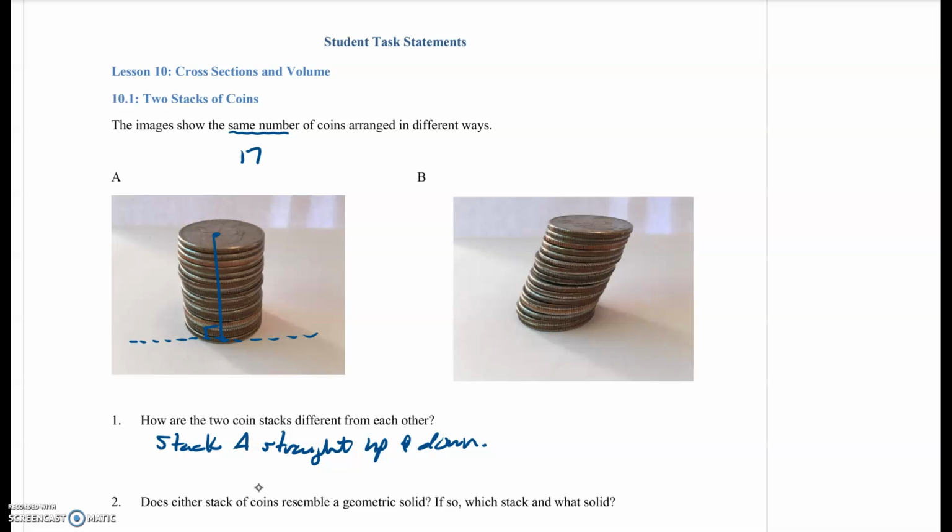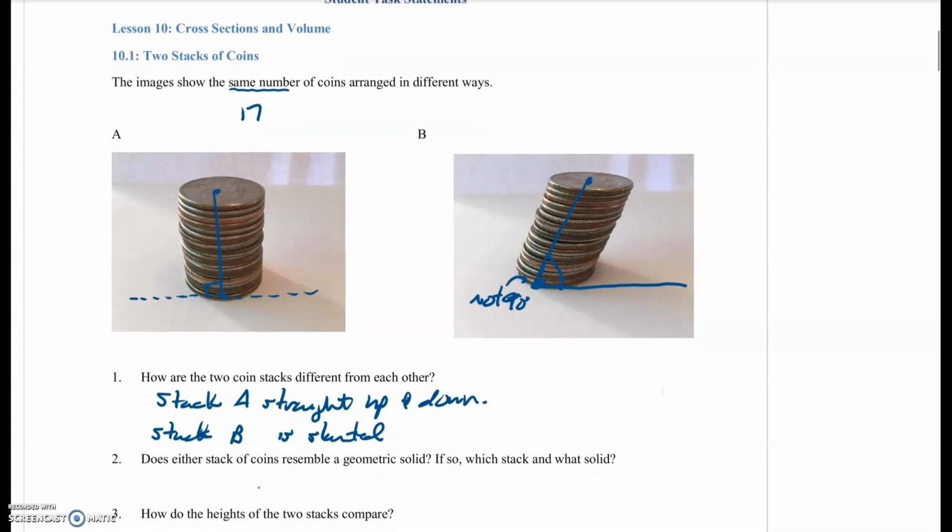What's the difference with stack B? Well, stack B is slanted. So what does that mean? That means if I go straight through the stack down onto the table, notice that this angle is not a right angle, so not 90 degrees. Right? That's not 90 degrees. So that's kind of how they're different.